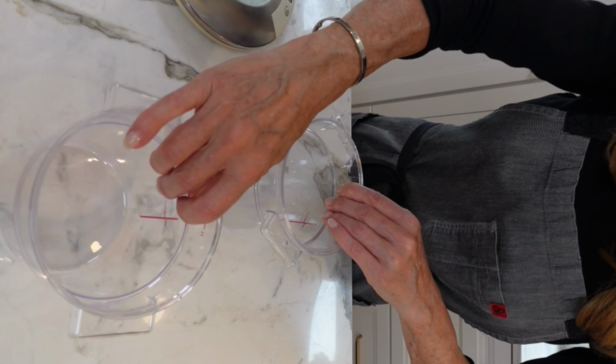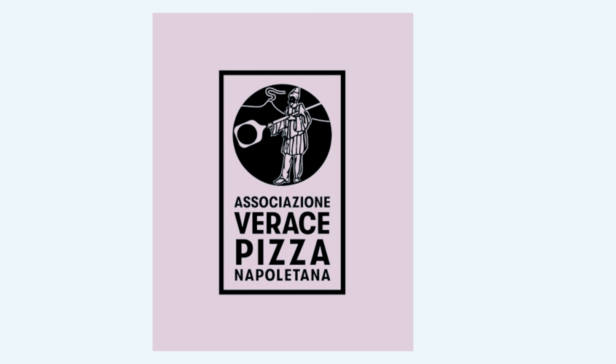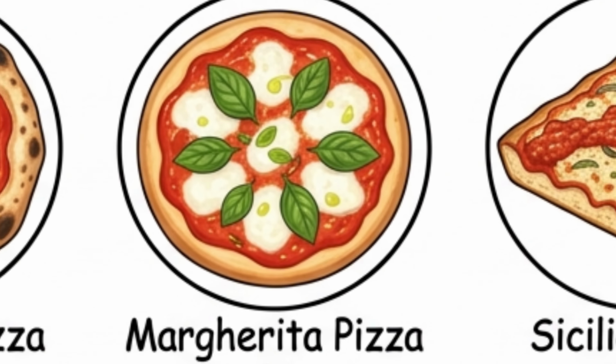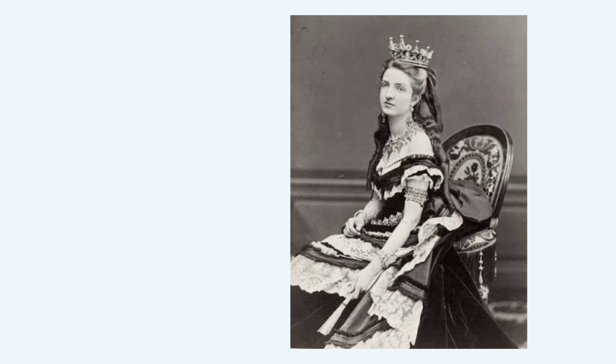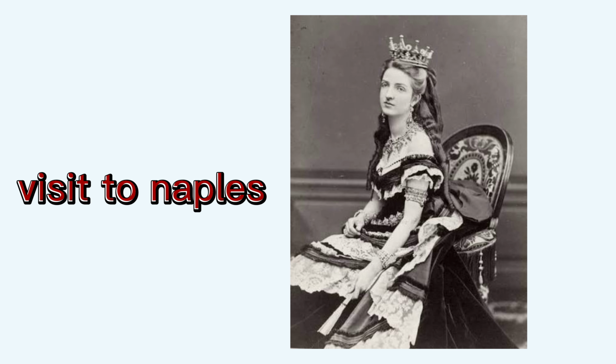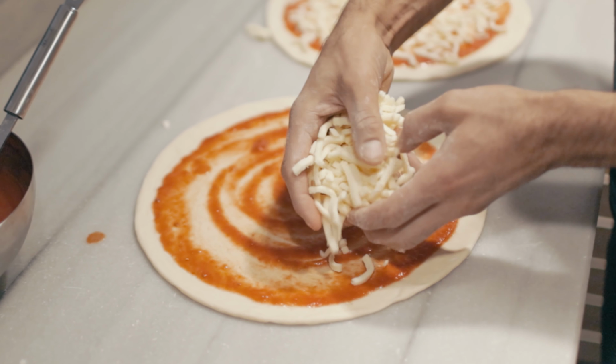True Neapolitan pizza follows strict guidelines set by the Associazione Verace Pizza Napoletana, including specific flour types and cooking methods. Margherita Pizza. Raffaele Esposito created this iconic variety in 1889 to honor Queen Margherita of Savoy during her visit to Naples. The pizza displays the colors of the Italian flag through red tomatoes, white mozzarella, and green basil leaves.